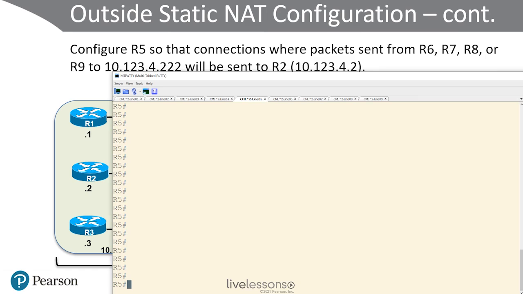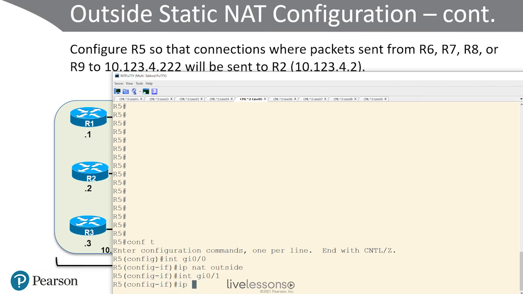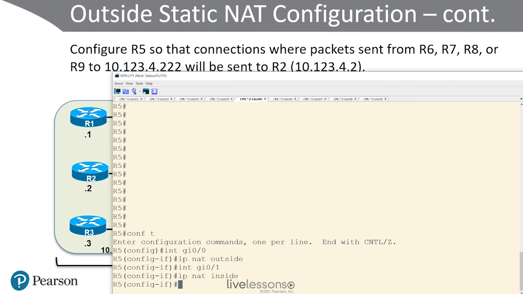So let's go ahead and connect into R5. We'll go into configuration mode. We'll then go into our interface gig 0/0. We'll mark that as the ip nat outside interface. And then we'll go into gig 0/1 and mark that as the ip nat inside interface.